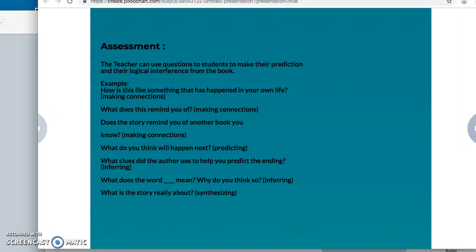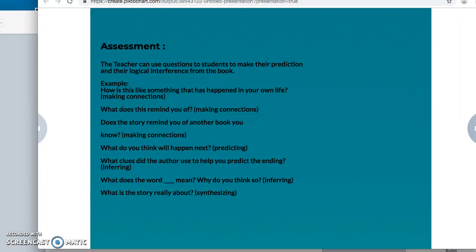Here we come to the assessment. How can we assess students based on that standard? The teacher can use questions to have students make their predictions and logical inferences from the book. For example, does this sound like something that has happened in your own life? So making a connection between the story or the text and the student's life. What does it remind you of? You're making another connection between students and the story. Does the story remind you of another book you know? So making connections. What do you think will happen next?